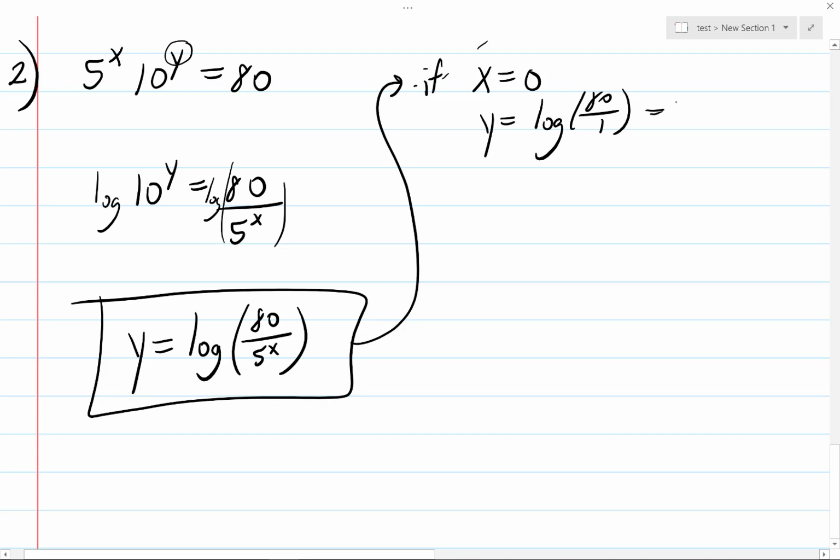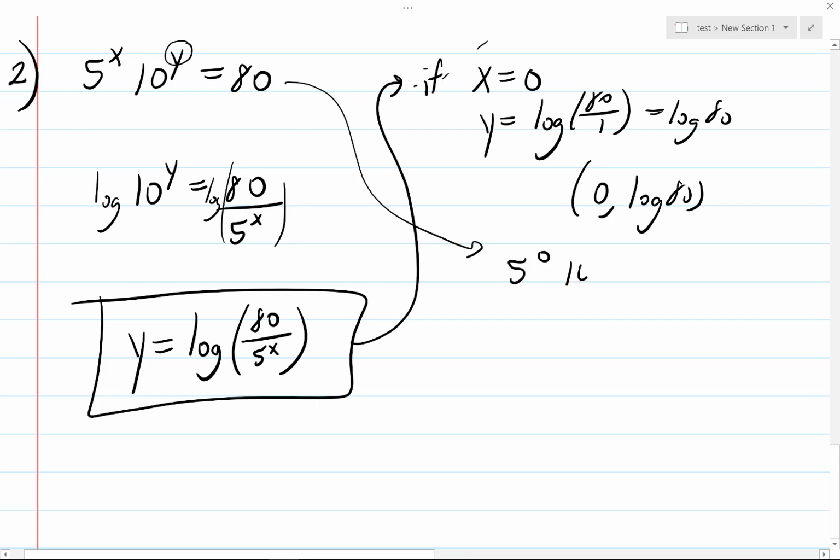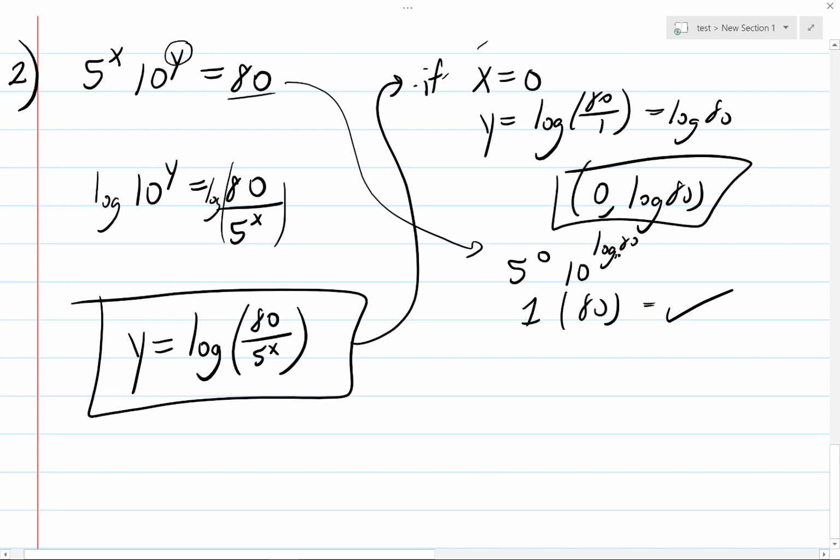So the y would be the log of 80. And so it's like, okay, fine, that would make that true, I suppose. I mean, you could check it if you put it in, right? If you checked it, you could say that 5 to the 0 is 1, and 10 to the log base 10 of 80, they knock each other out. That just gives you 80, which it's supposed to. Check, right? So there's one solution.